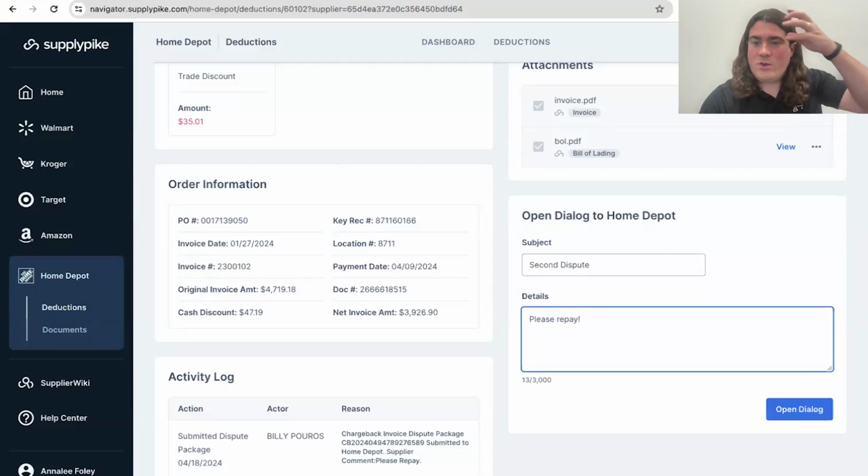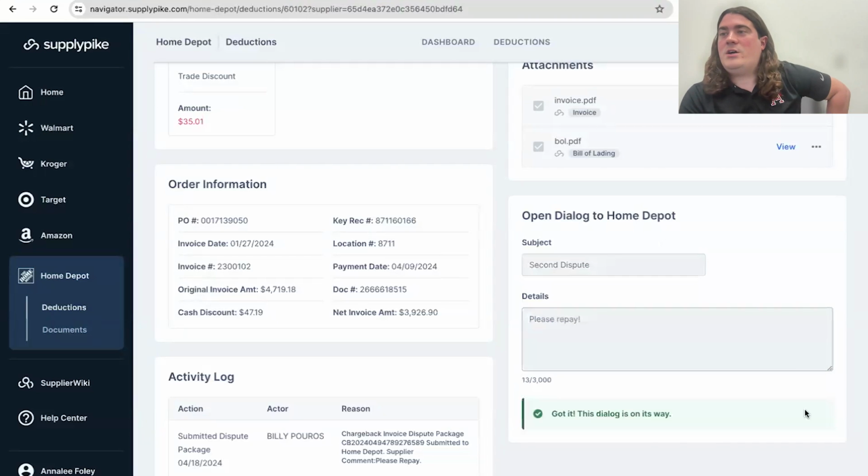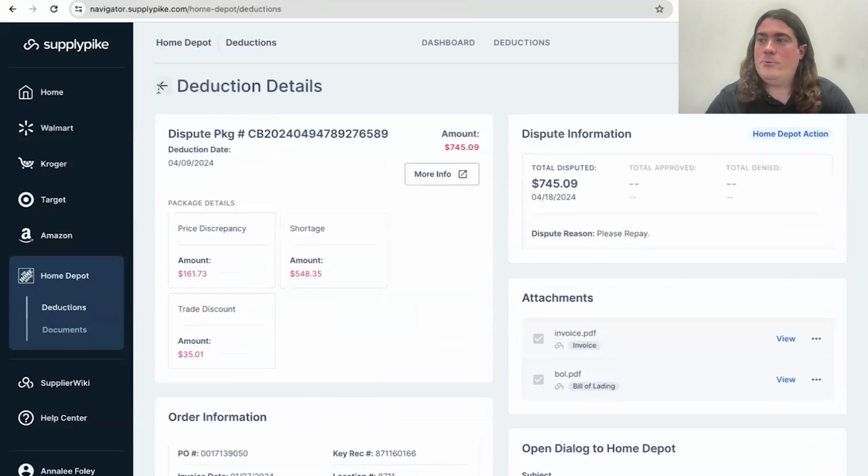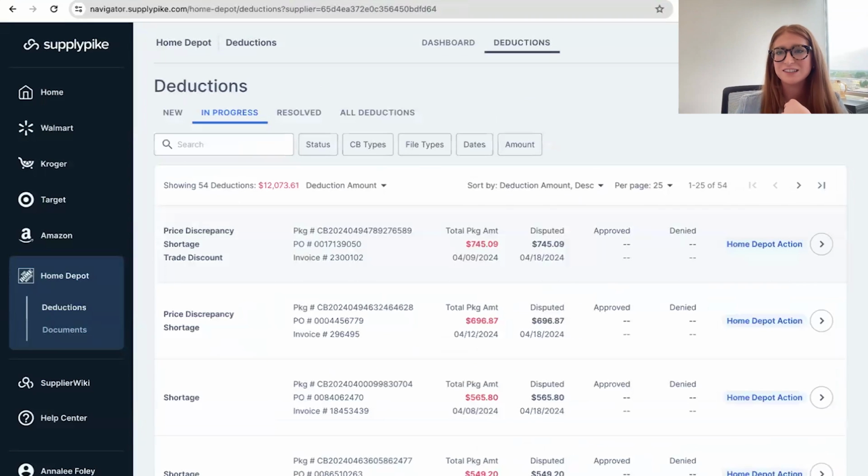Annalee, we had a question when you were going through the docs. In your example for submitting docs, you show just the BOL. Do you know if this also includes the gate stamp? Our experience with Home Depot is we need this doc to dispute. Thank you. Yeah, that's a really great question.